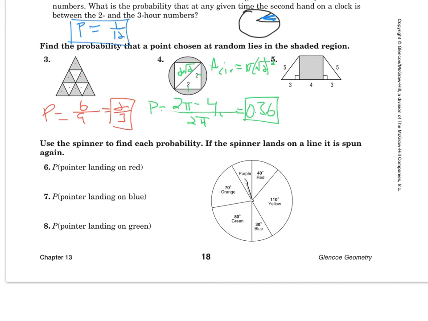For number 5, we need to find the shaded region, which is just a square, divided by the total area, which I'm looking at as a trapezoid. But if you didn't want to do that, if you wanted to deal with that as just a square plus a triangle, I'm fine with that as well. However you find that total area works for me.